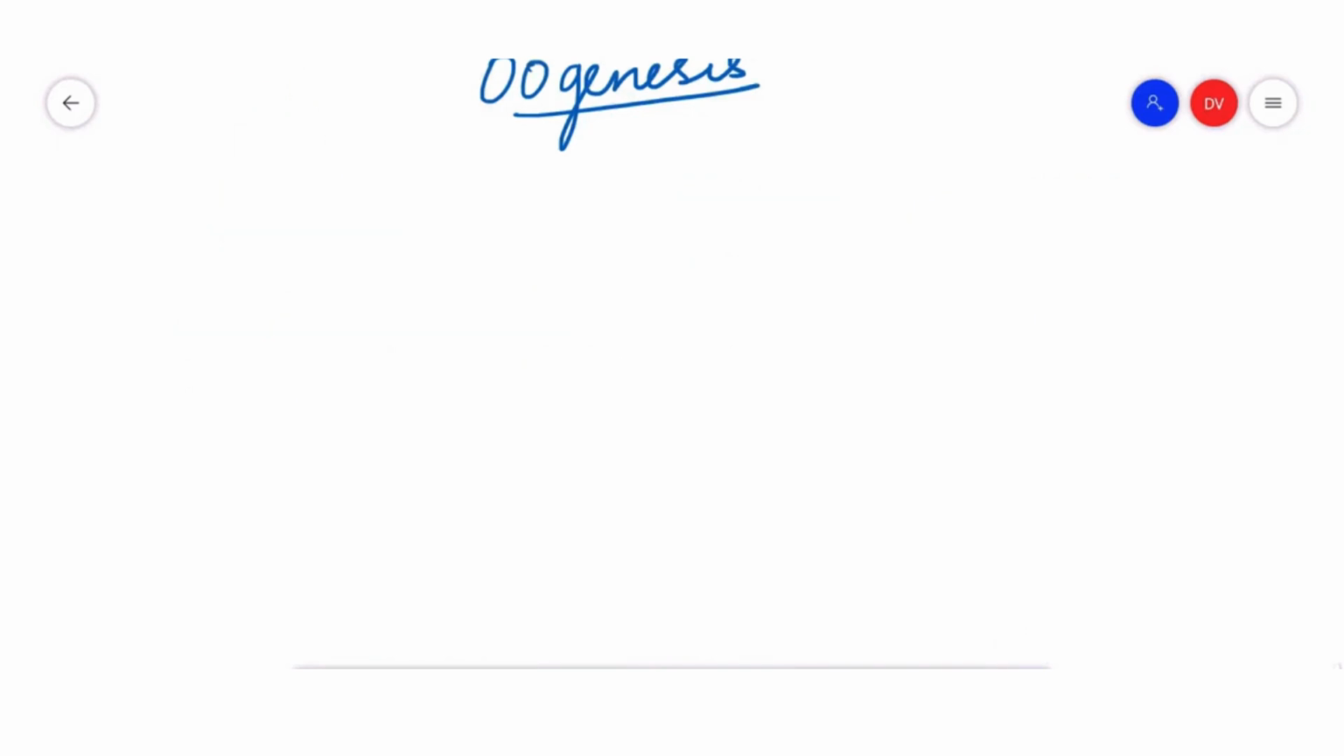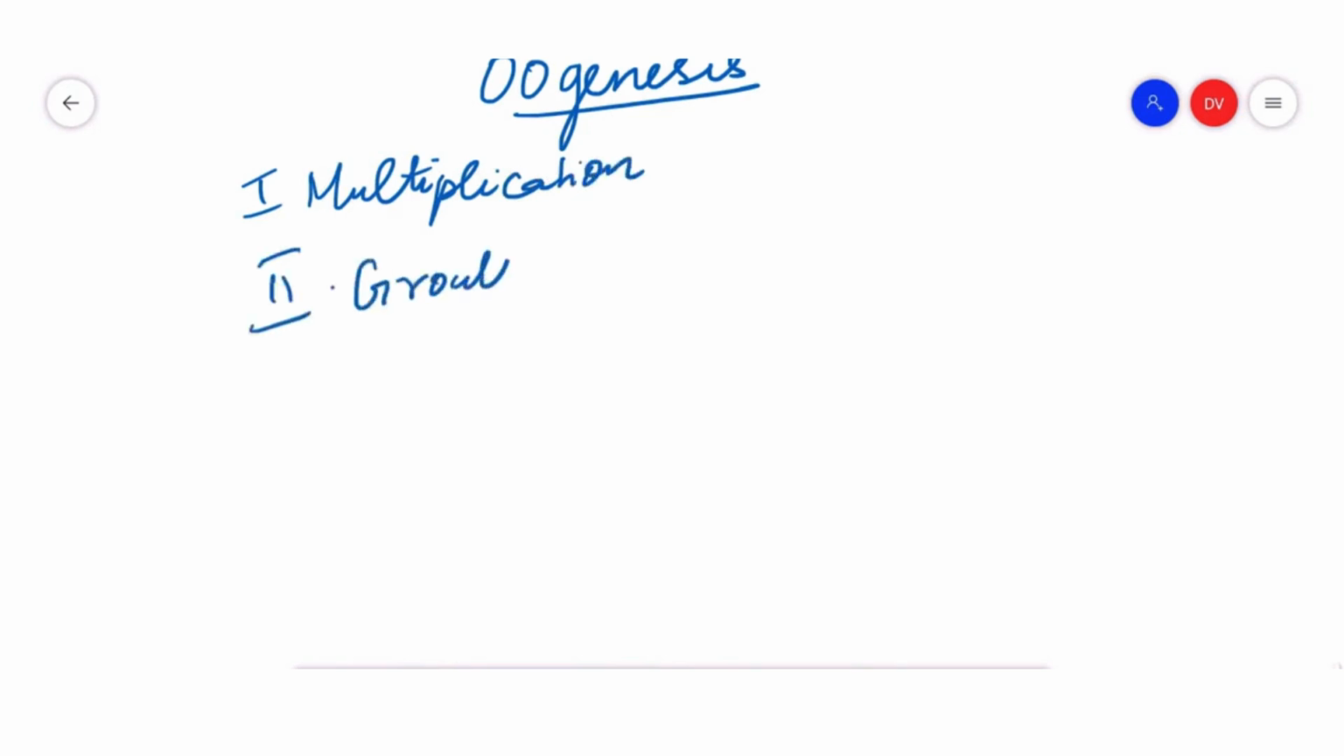So if you take oogenesis, there are 3 steps. First we call it the multiplication phase, then the growth phase, then the maturation phase. Alright guys, so these are the 3 phases.